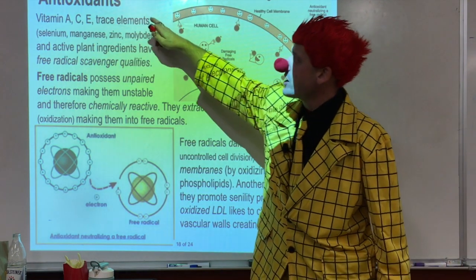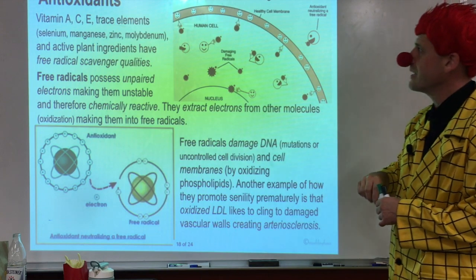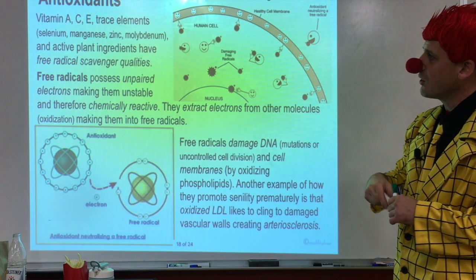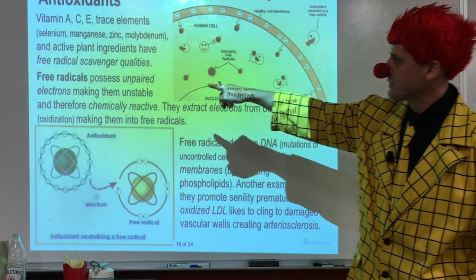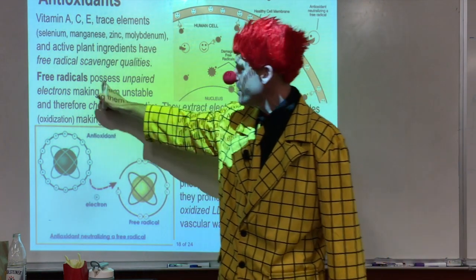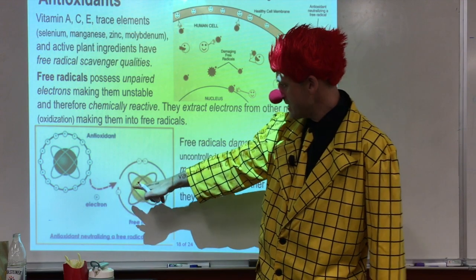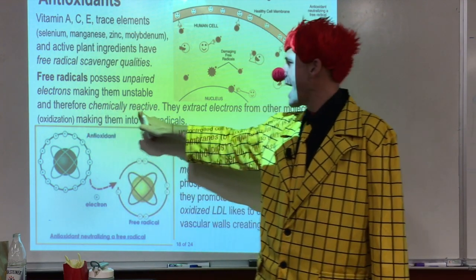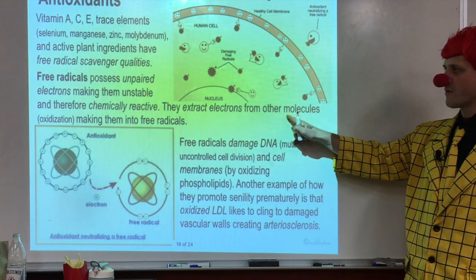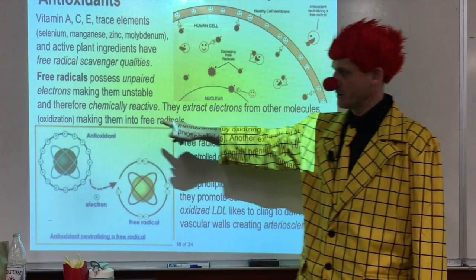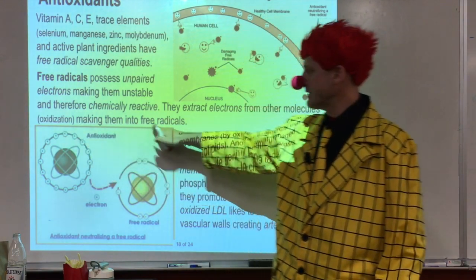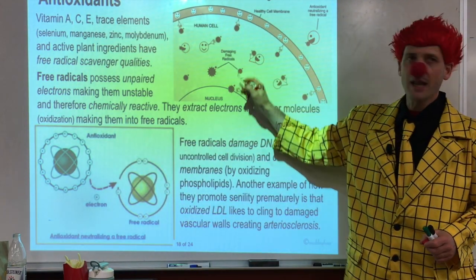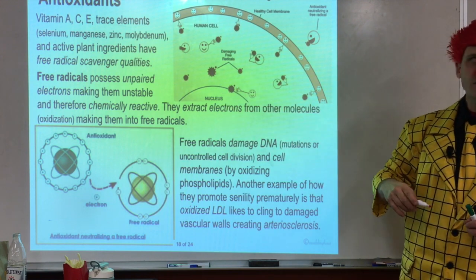When we look at antioxidants, we have to look at the oxidative process. And free radicals are doing that. They possess an unpaired electron, and they are unstable and reactive, so they take an electron from another molecule. That's the oxidation process. And they then make those into free radicals. So they bounce around in the cell and take electrons from other molecules.